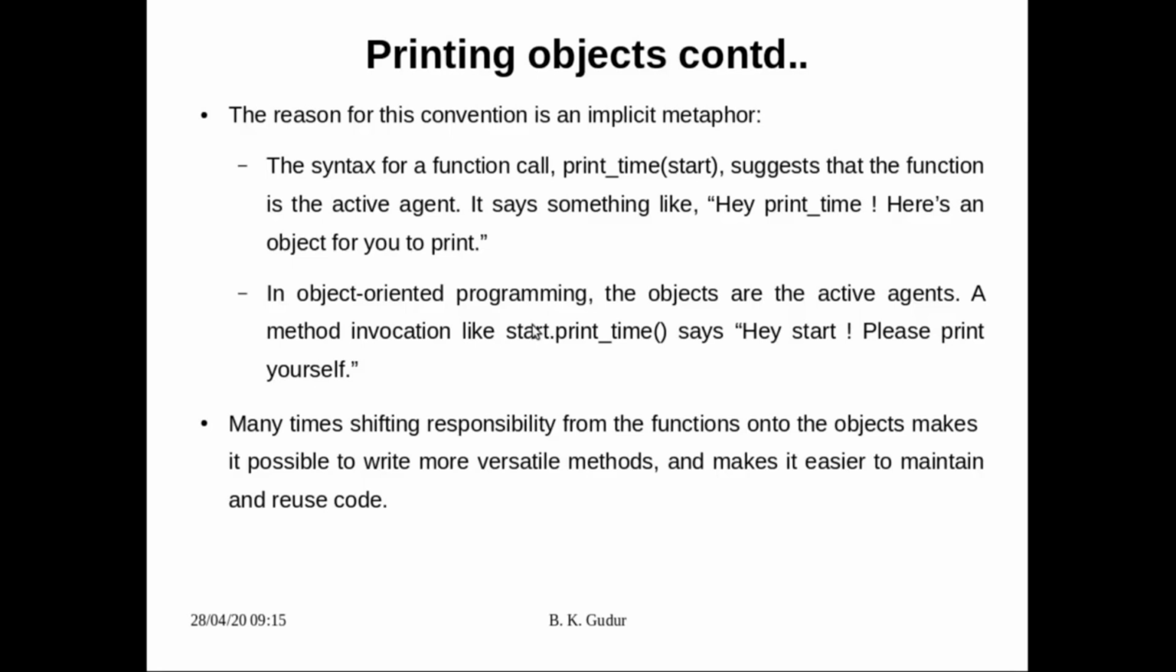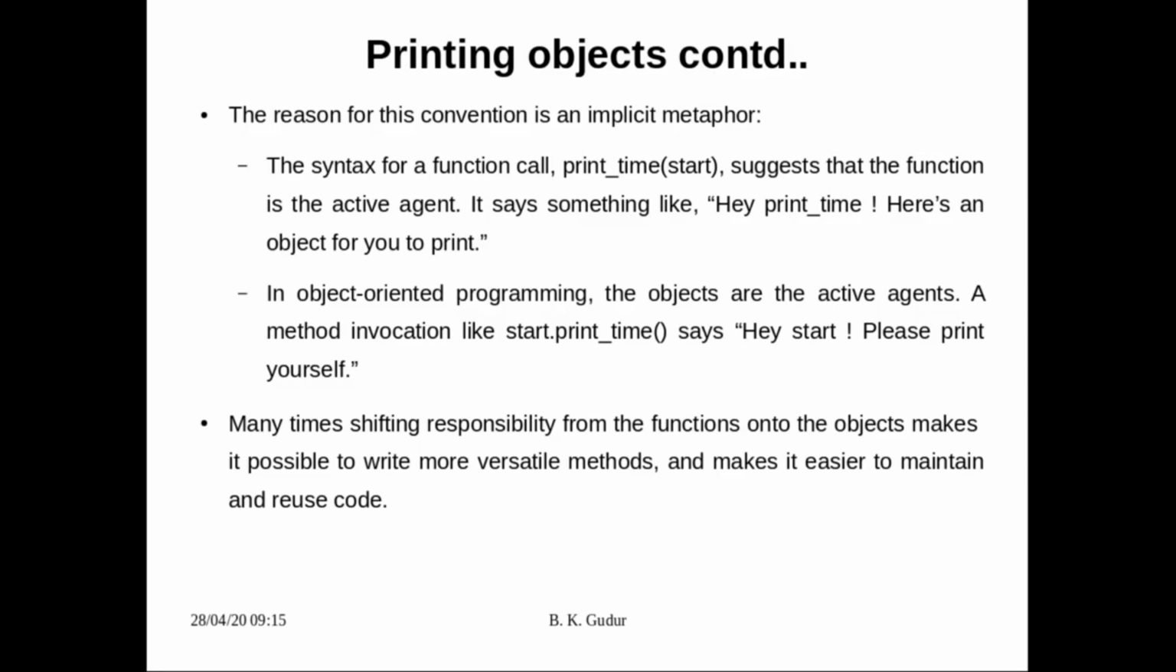What is start? It's an object. Because of that, in object oriented programming, objects are active, whereas in procedure oriented programming, the procedure, nothing but the function, is active. Many times shifting the responsibility from the functions onto objects makes it possible to write more versatile methods and makes it easier to maintain and reuse the code. One of the important things is, once we write methods, those methods can be reused and even modified by the concept called inheritance. In the case of the object oriented concept, the methods of one class can be reused by inheriting them into another class.